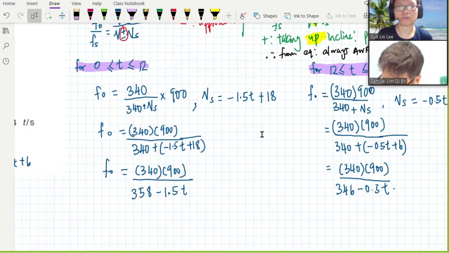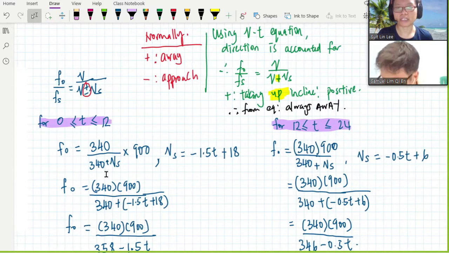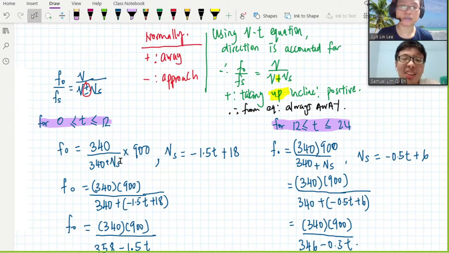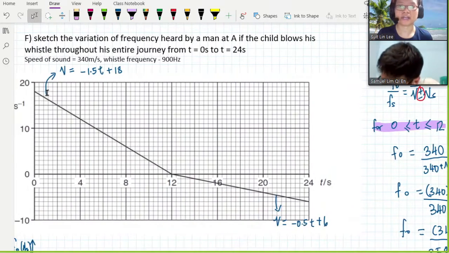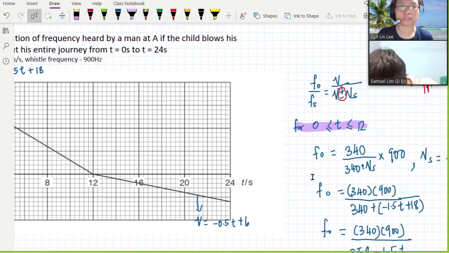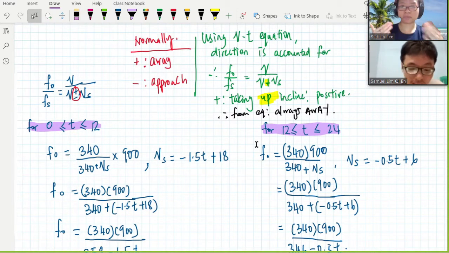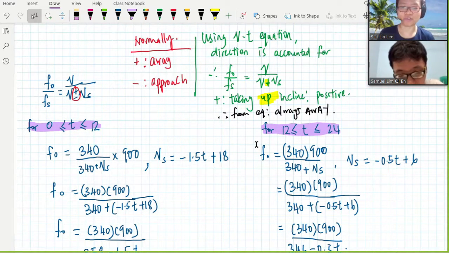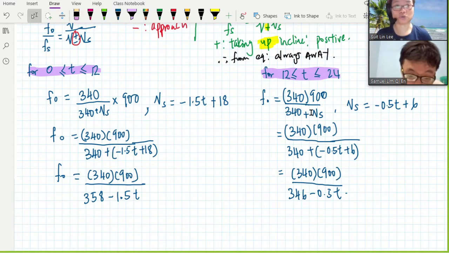You can see from this derivation that I will substitute Vs. But you will notice that in both applications, I didn't use the negative sign. The reason is that I've used the Vt equation, and this Vt equation and the entire graph take up the inclined plane as positive. So this one is always positive already, because from the equation perspective, you're always traveling away. When you're traveling away, it's positive. When you're traveling towards, it's negative. That's why we maintain the positive sign on both sides, and you will see it make sense once the graph appears.